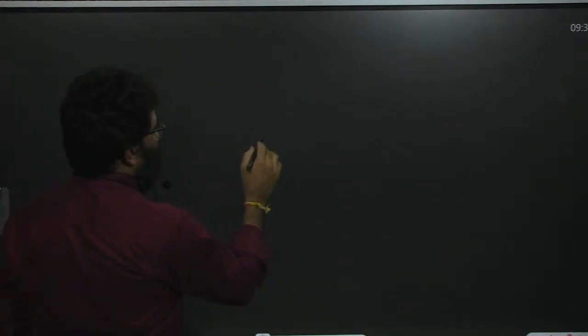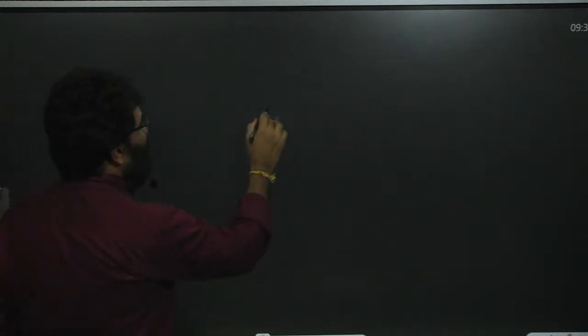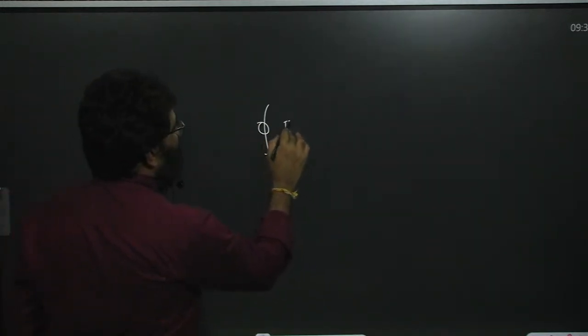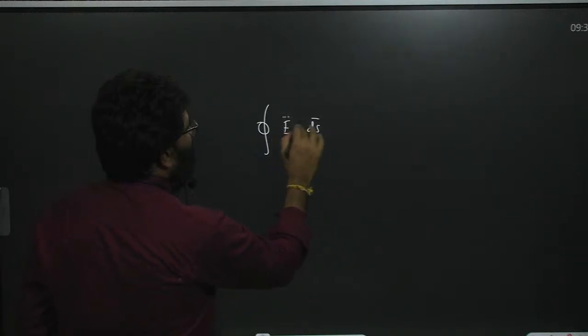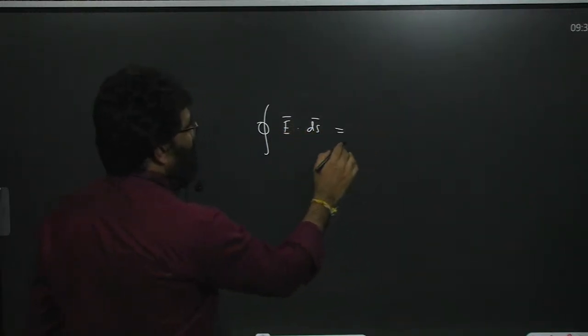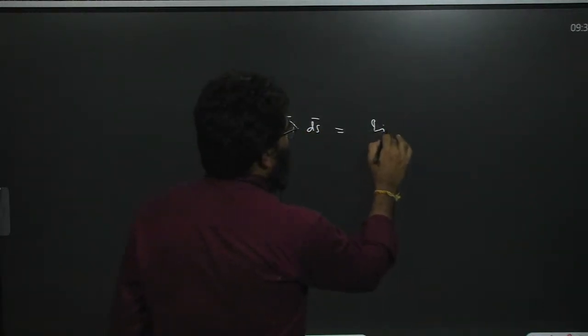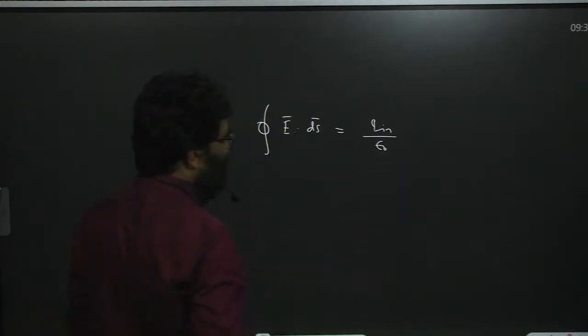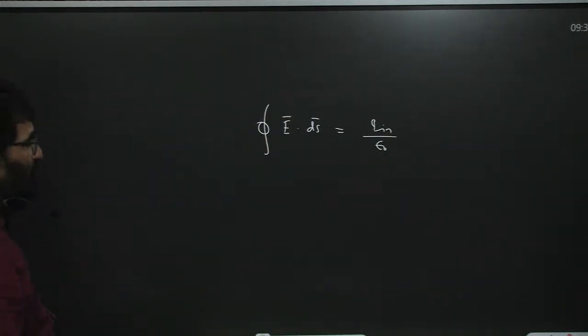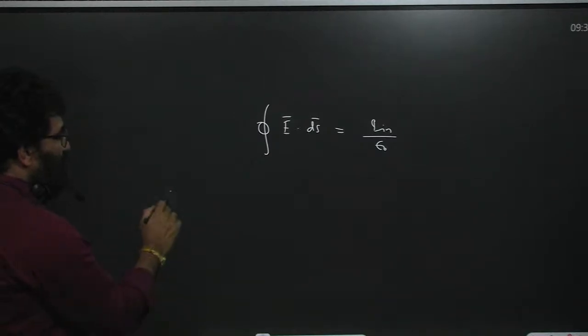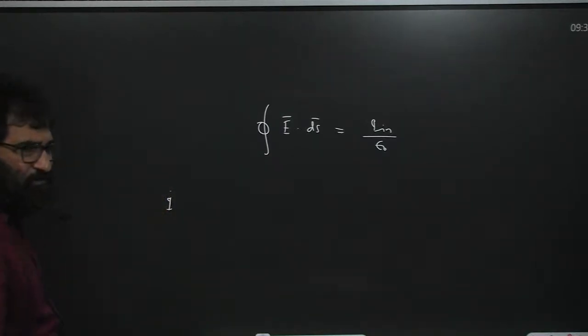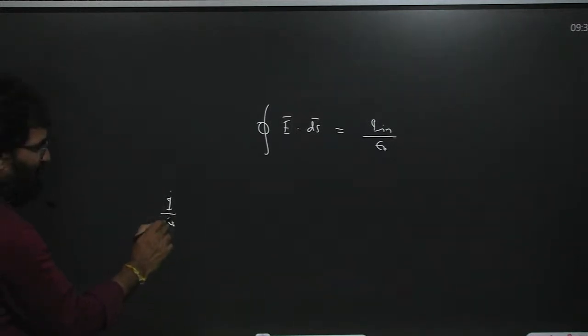Now, coming to Gauss law. By using Gauss law, we are able to get the electric field at any point. The integral of E dot ds is equal to charge inside by epsilon naught. This is a very important topic. Suppose you take a charge Q here, how many field lines can it exhibit? Q by epsilon naught.